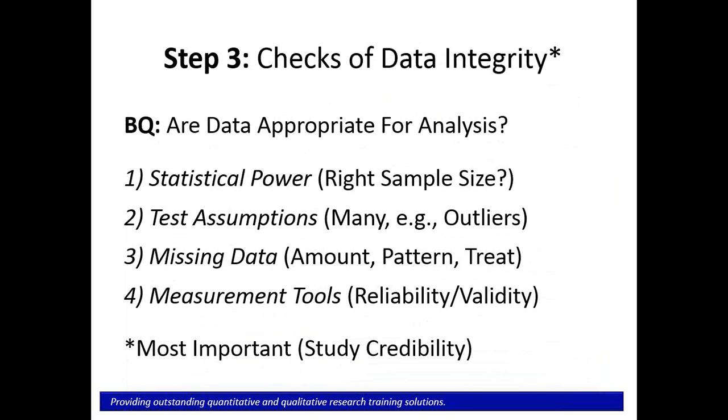3, missing data. What's the amount of missing data? What are the patterns of missing data? How are missing data treated, right? And then 4, the measurement tools, right? So if we don't have confidence in our measurement tools, that means we're not sure if we're measuring the variables correctly. And if we're not measuring the variables correctly, then the study isn't really studying what it says it is, right? So we know these are all really important.